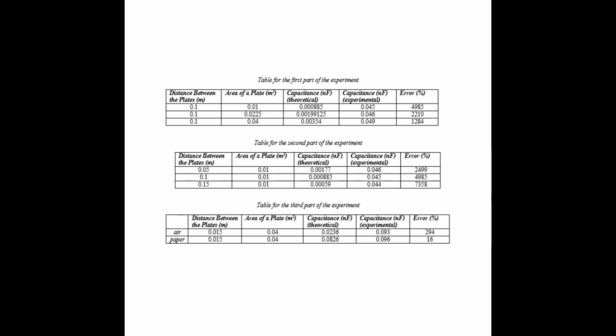In the first part of the experiment, the capacitance increased as the area of the plates increased. In the second part of the experiment, the capacitance decreased as the distance between the plates increased. And in the third part of the experiment, the capacitance increased when the dielectric constant was greater. So the experimental results were as expected. However, the error percentages came out to be quite high.